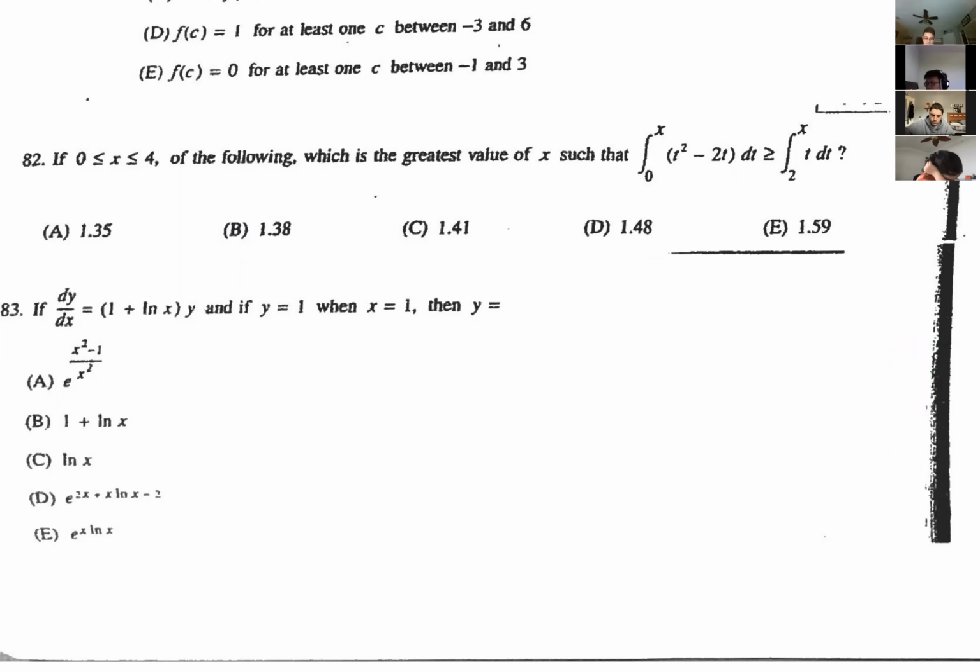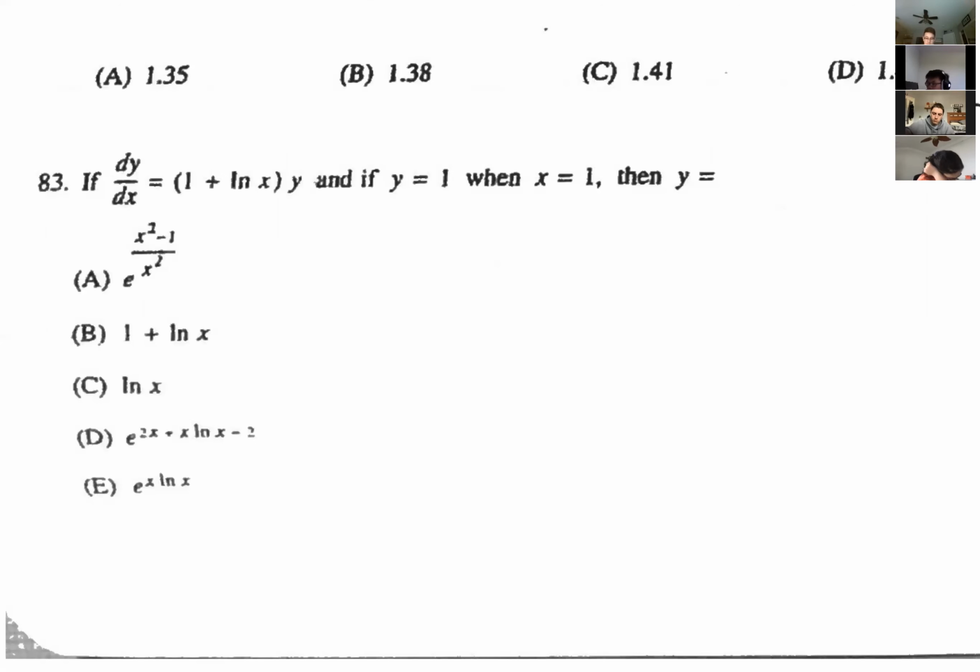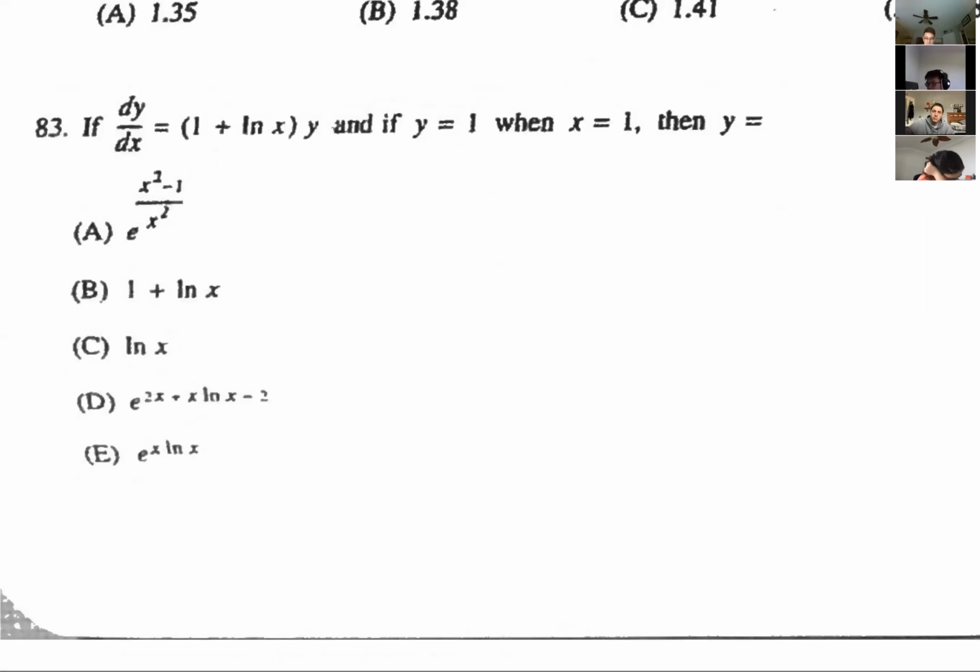So 83 has a differential equation. We want to separate the variables and take the integral of both sides. On 83, this is another one I kind of expect you guys are going to see in May. Differential equations are popular problems, especially for free response.